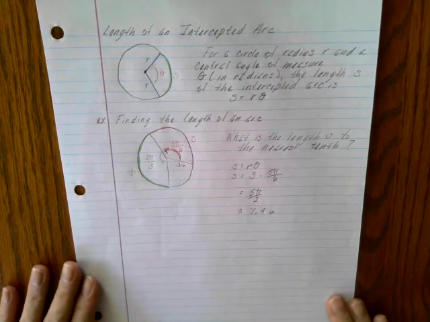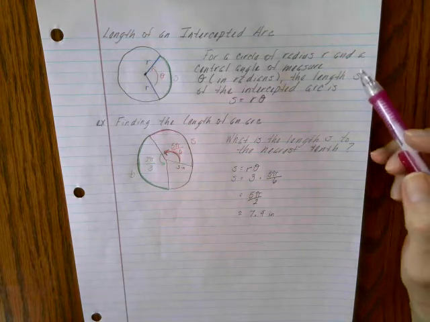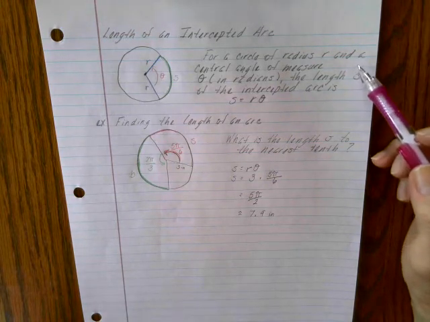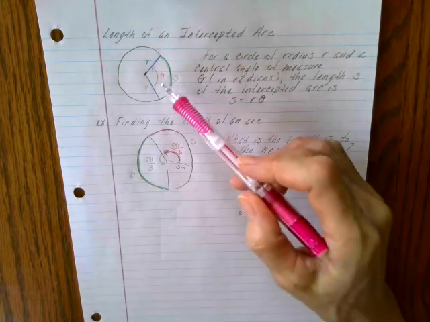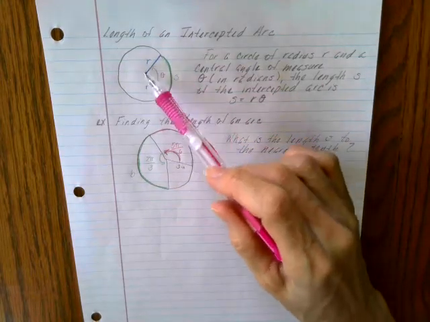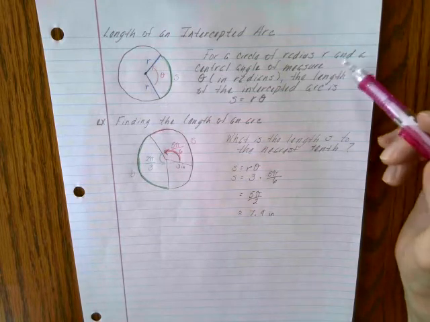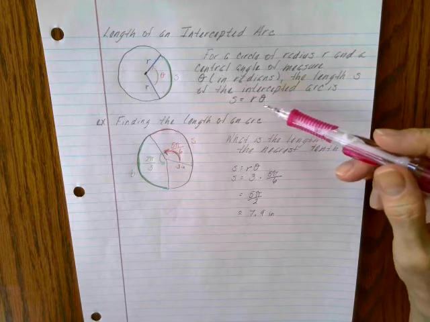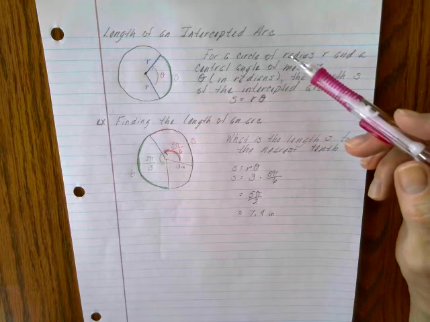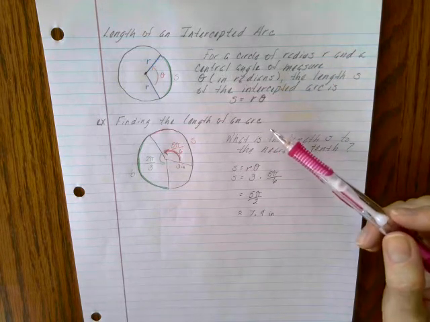Okay, last thing we want to talk about, the length of an intercepted arc. So for a circle of radius r and a central angle of measure theta, so there's my theta, and then I've got radius r, radius r. The length s of an intercepted arc is s equals r theta. That's your formula. So these should be pretty easy. Finding the length of an arc.